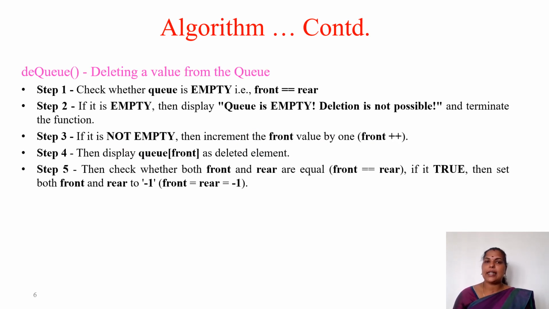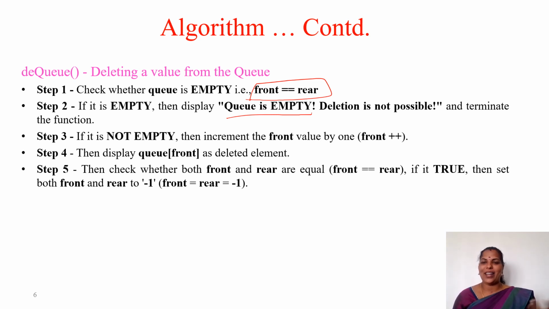Next is DeQueue, that is deleting a value from a queue. Here we have to check the underflow condition, that is, check whether the queue is empty or not. In order to check whether the queue is empty, we have a condition called front equal to rear. If it is empty, then we have to display that queue is empty. So deletion is not possible.